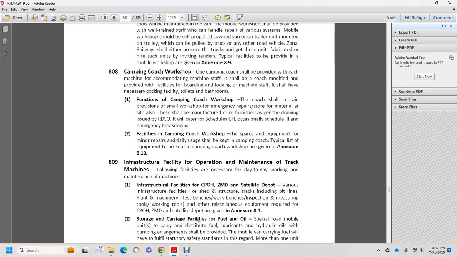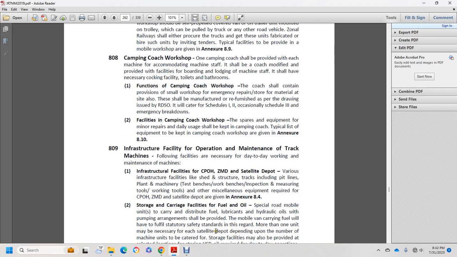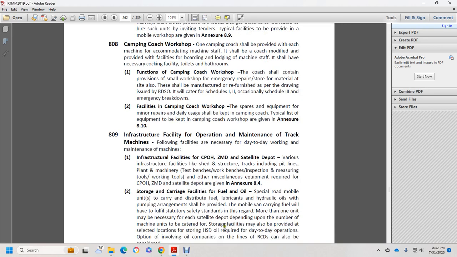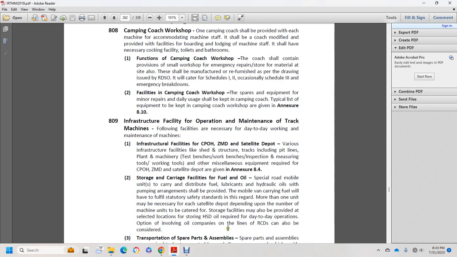The equipment required for the central periodic, zonal maintenance depot and satellite depot is given in Annex 8-4. Storage and carrier facilities for fuel and oil, and special road mobile units to carry and distribute fuel, lubricants and hydraulic oils with a pump arrangement shall be provided. A mobile van carrying fuel, with full statutory safety standards, may be made available, more than one unit if necessary, for each satellite depot. Storage facilities may also be provided at selected locations, with oil companies on the lines also a concern.